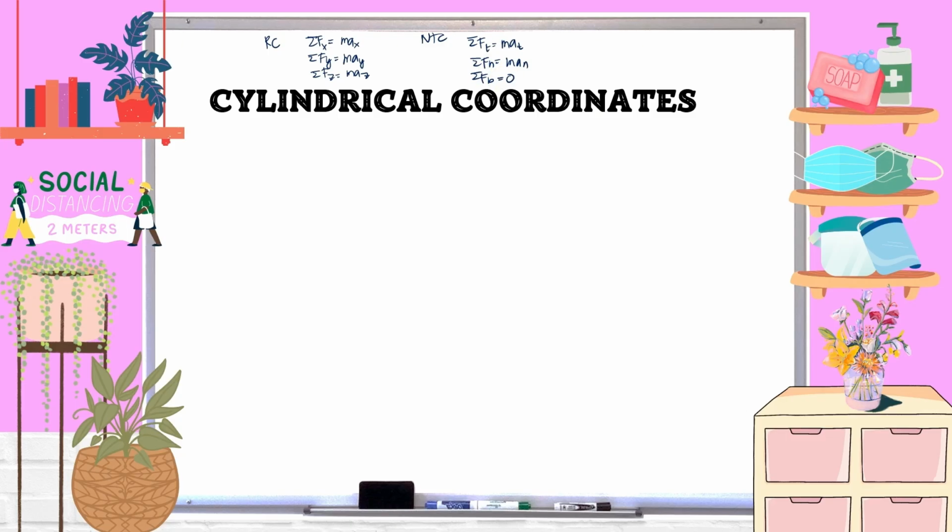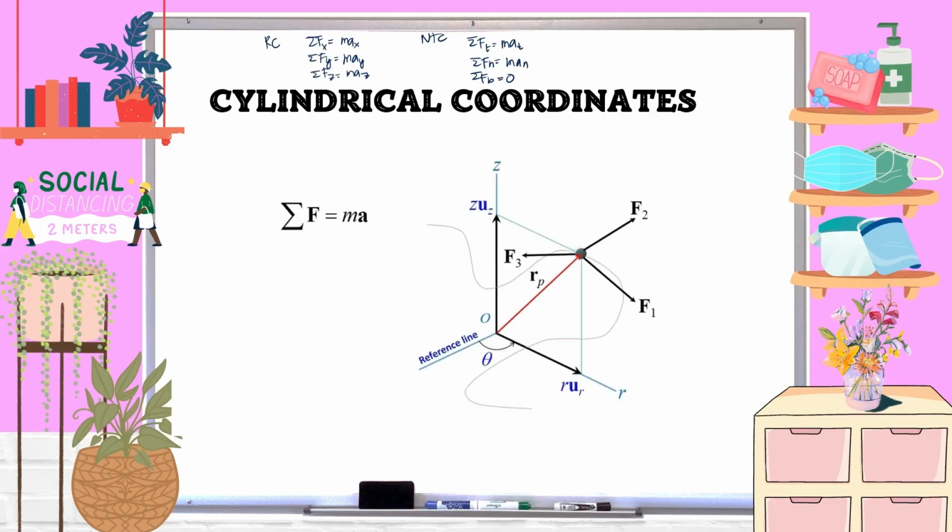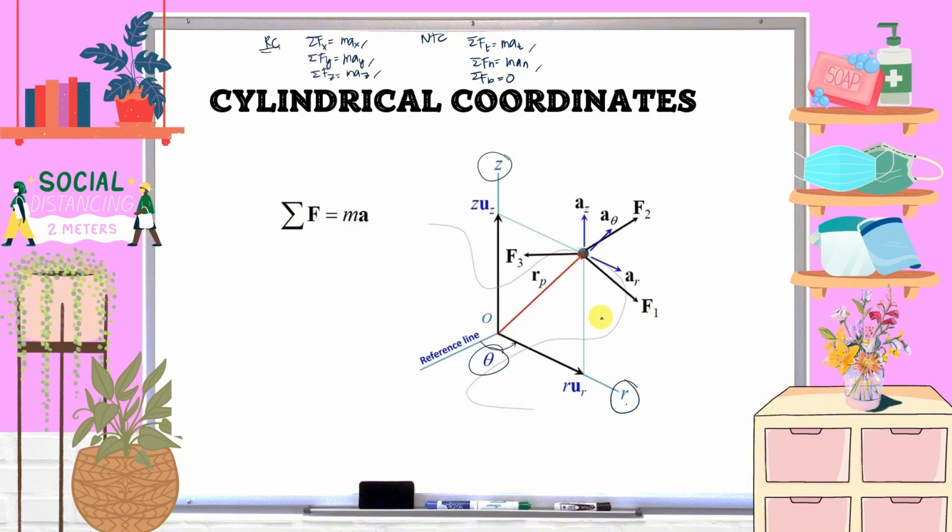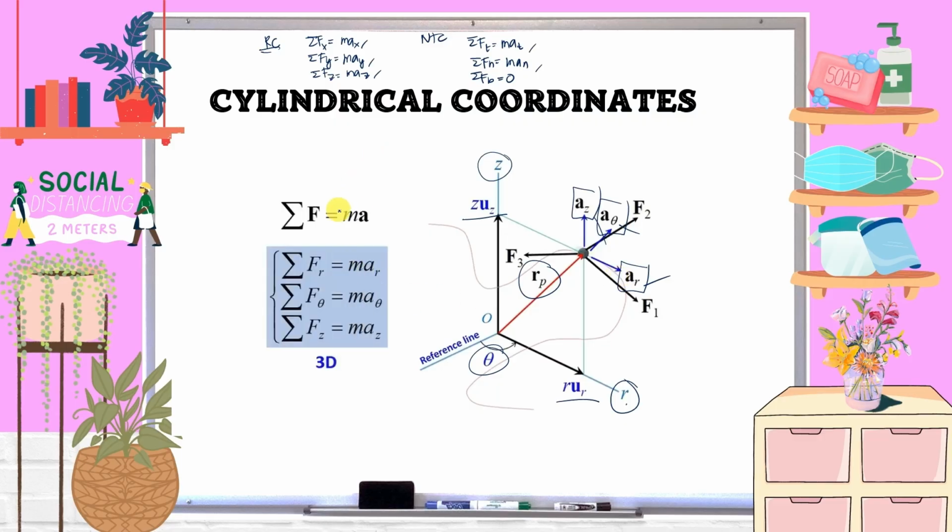So for cylindrical coordinates, we will use similar concepts from our kinematics. We will use the axis r for the radial coordinate, theta for transverse, and the z axis. So aside from using r u sub r and z u sub z as the position vector of the particle, we will now include the acceleration along the radial coordinate, along transverse, and along the z axis. So the equation of summation of force equals mass times acceleration will be mass times acceleration along radial, along transverse, and along the z axis.